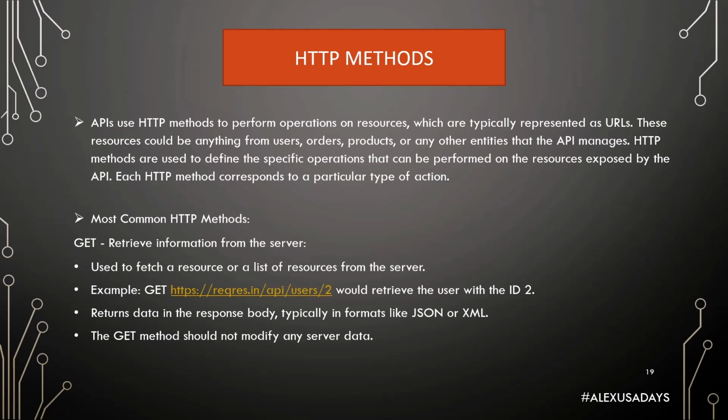The first one is GET, and a GET will retrieve information from the server. It is used to fetch a resource or a list of resources from the server. An example here would be we're trying to get API users 2, and it would retrieve the user with the ID 2. It returns data in the response body, typically in formats like JSON or XML. The GET method should not modify any server data.